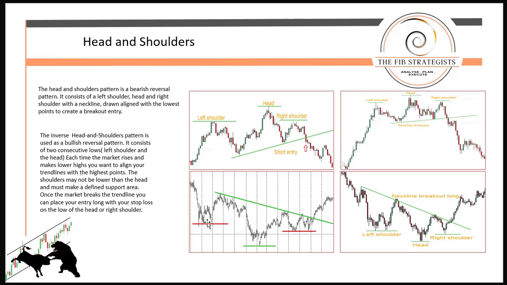We can see that price came down, formed a little support area, pulled back to form a resistance area, came all the way down to form the head, broke the previous support area, fails to hold above support, pulls back to form resistance. We align the two resistance areas with the trend line, and then it comes to form the right shoulder. And as this trend line breaks, we want to put our position long. Stop loss at the bottom of the right shoulder.